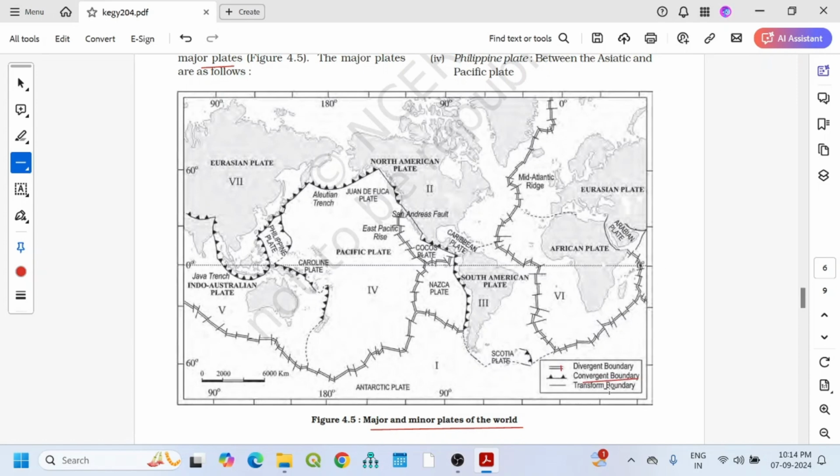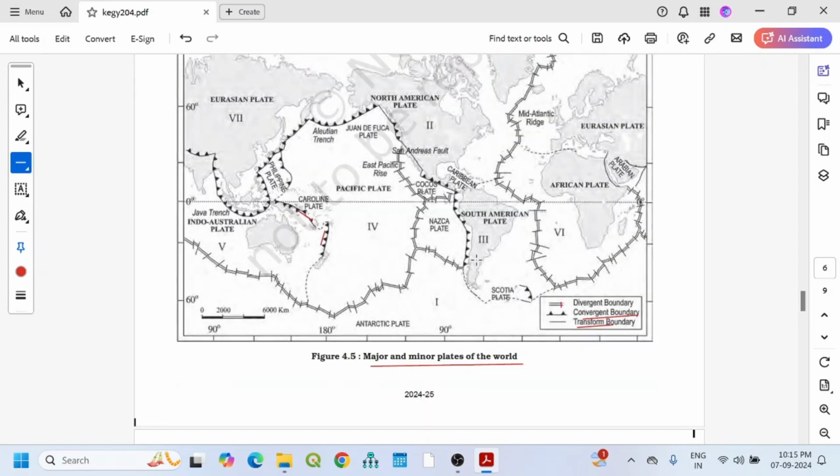This is the convergent boundary. We know also divergent and convergent boundary. What is this? Transform boundary. The straight line here shows the transform boundary.